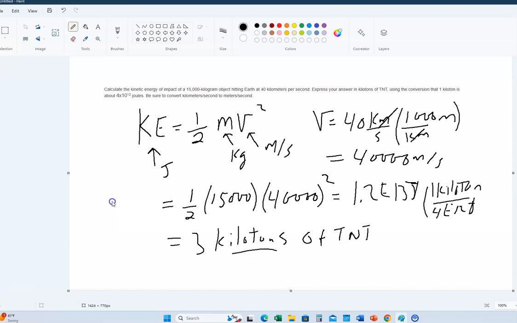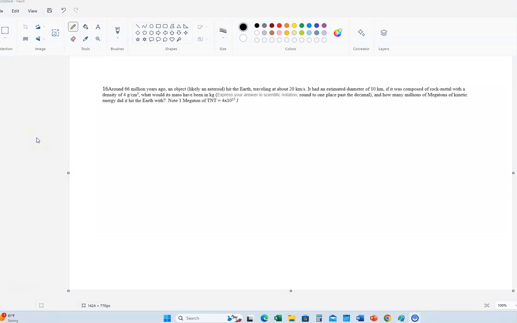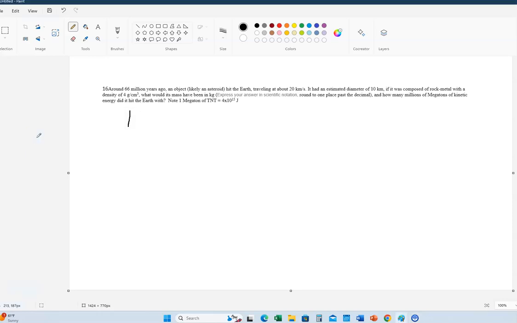All right. Let's work on the next problem, which is very similar. Ultimately it's going to come down to the kinetic energy equals 1/2 mv squared, the mass times the velocity squared. But it's a little more complicated than that because you're not given the mass directly. So we have to figure out the mass, and that's what we're going to work on right now.